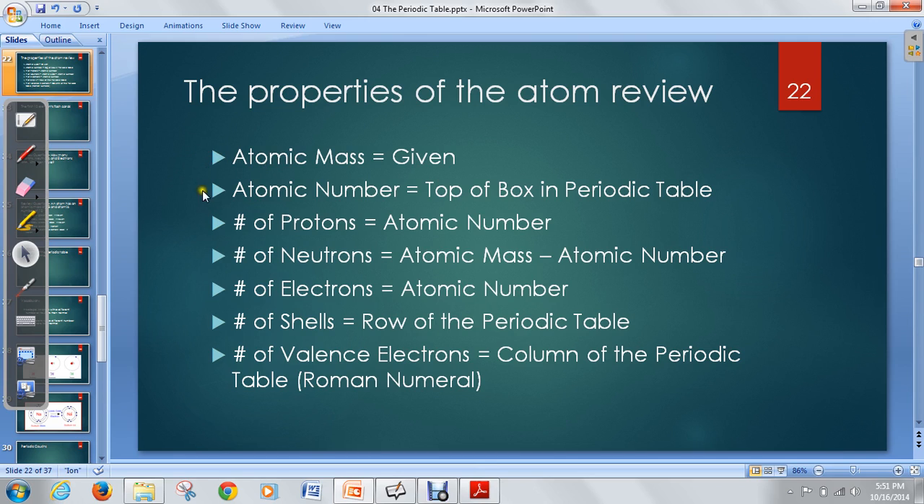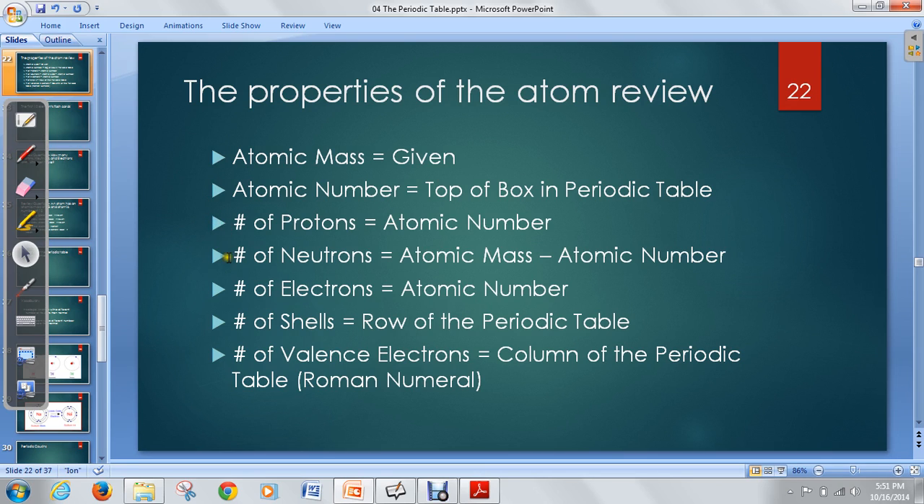The atomic number of an atom is what you find by going to the top box in the periodic table and looking at the number, usually in the top left corner. That's the atomic number. The number of protons in an atom is just going to be equal to that atomic number. That's what it's telling you, the number of protons in that atom.